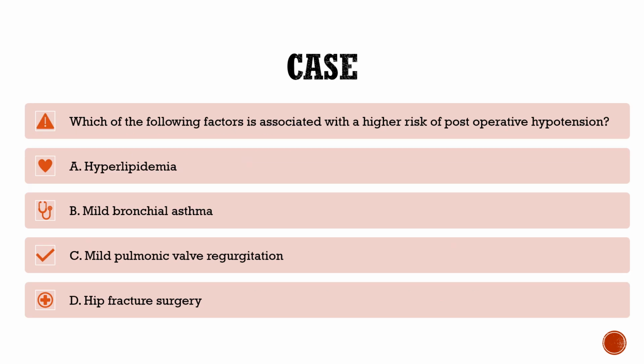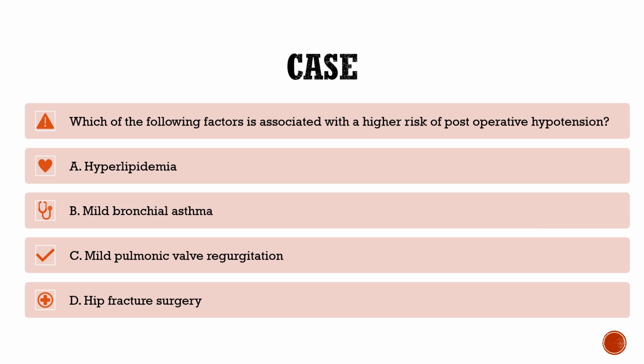Let's start with a question. Which of the following factors is associated with a high risk of postoperative hypotension? A. Hyperlipidemia. B. Mild bronchial asthma. C. Mild pulmonic valve regurgitation. And D. Hip fracture surgery. Feel free to pause the video if you need more time to answer the question.